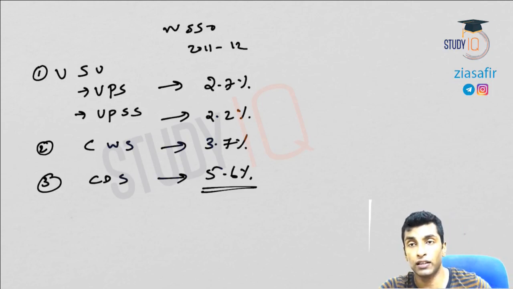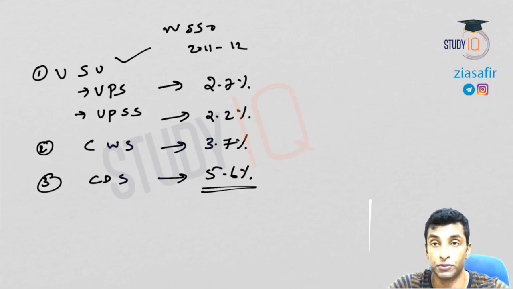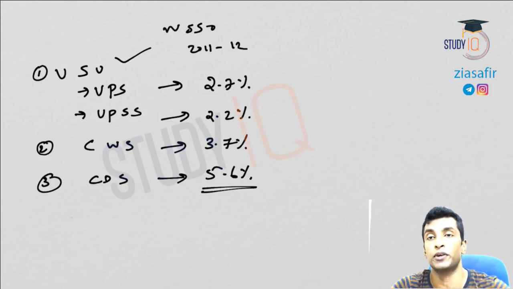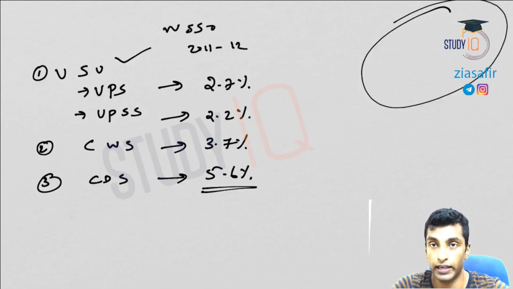For the first one, the reference period is 1 year, the usual principal status and usual principal subsidiary status. For current weekly status, it is a reduced reference period of 1 week. Both measure chronic unemployment. For CDS, the reference period is 1 day. If you have missed out that video, you can watch it in this Telegram channel, or you can get in touch with me on this Instagram ID.